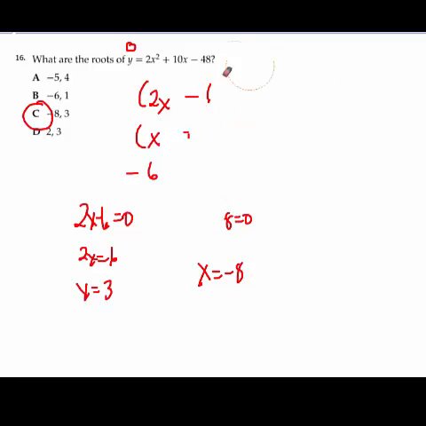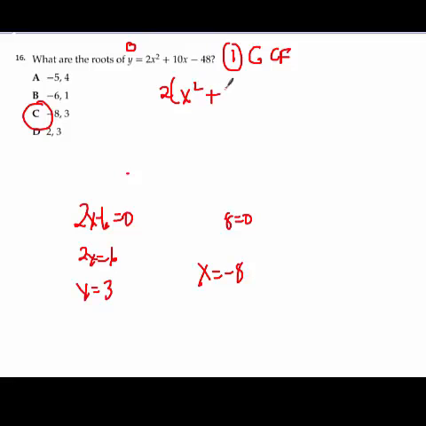This problem you could have also seen, if you had paid attention, that you could have done GCF first. So always think, is there a potential for GCF first? I could have divided them all by 2. If you divide them all by 2, that just leaves me x squared plus 5x minus 24. And you could have factored that, and guess what? You get the same answers, x, x, and factors of 24 that make a 5. So it'd be 8 and 3.